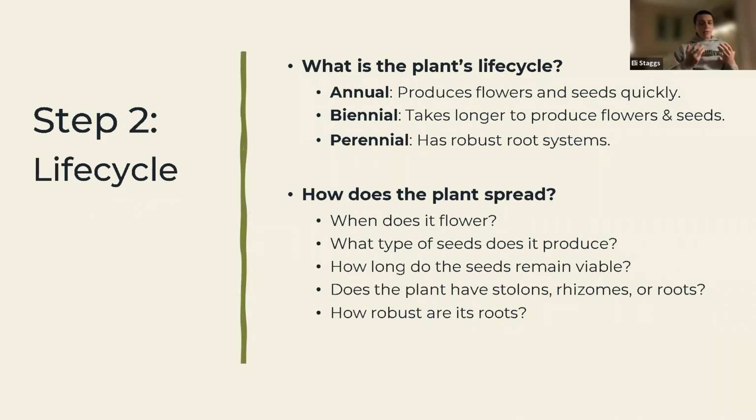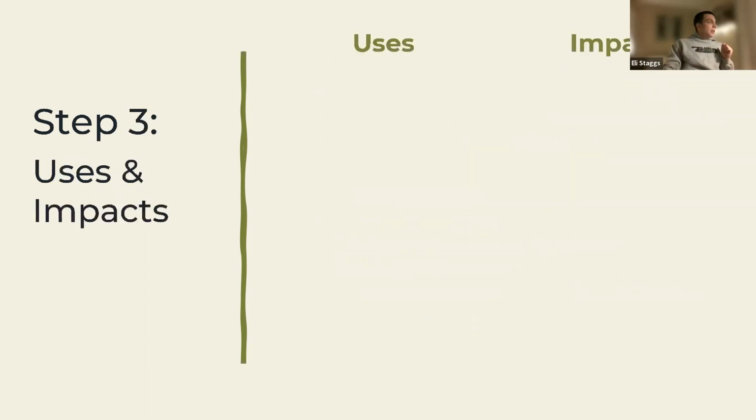And also, if a plant that we were trying to control has a robust root system, that can tell us how resilient this plant might be to our control efforts. And so some plants are going to require significantly more effort in terms of their control than others to eradicate or bring their population levels down. That's what we need to know about their life cycle.